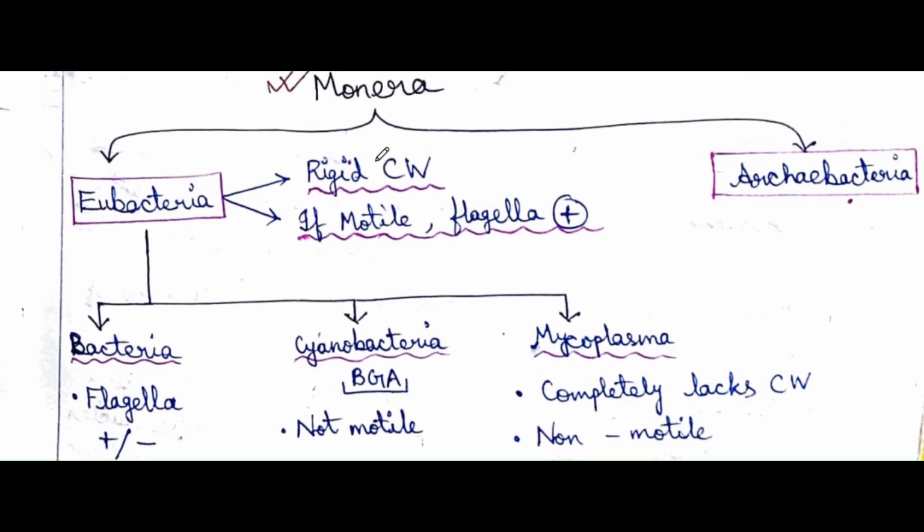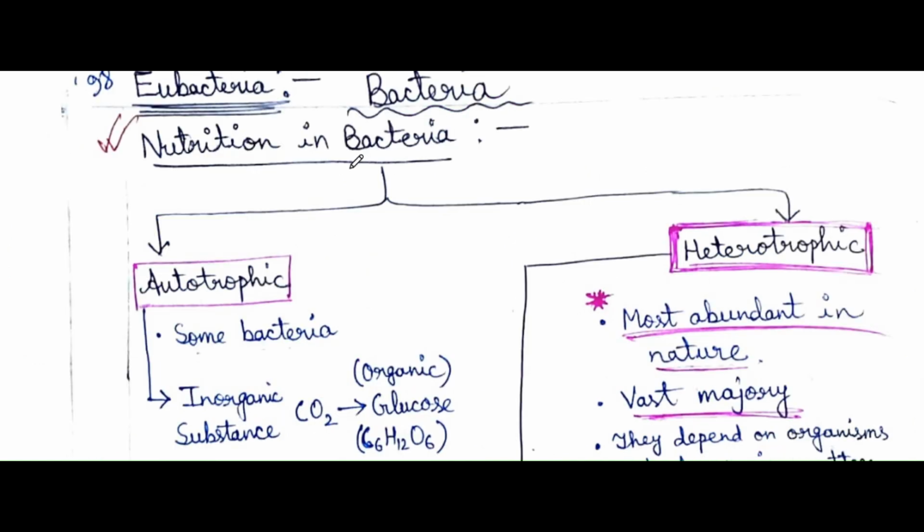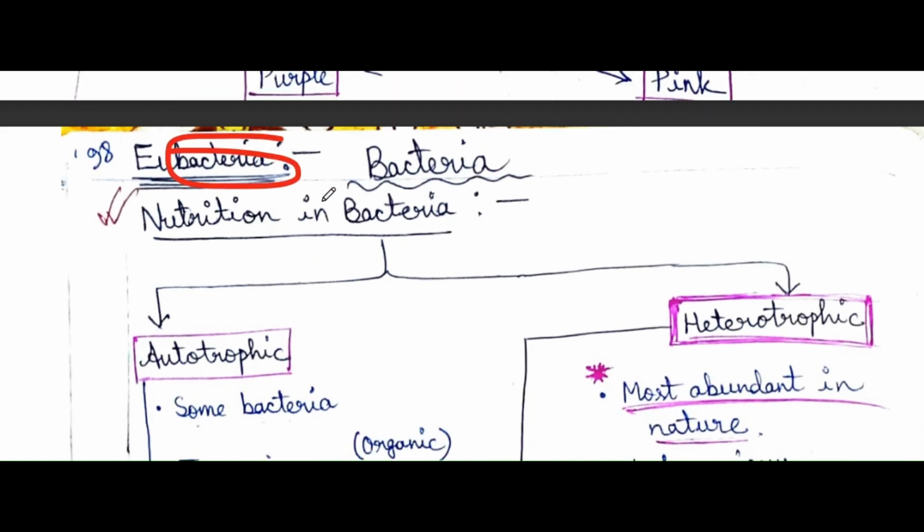Eubacteria have mainly two characters: they have a rigid cell wall, and if motile, they have flagella present in their body. Eubacteria are further divided into three parts: bacteria, cyanobacteria, and mycoplasma. We will discuss them later in detail. First, we will learn about eubacteria.